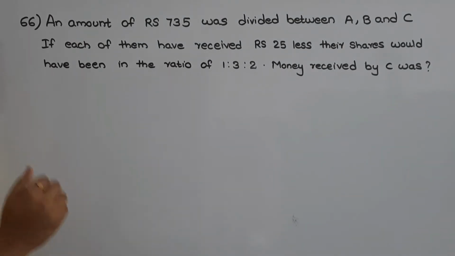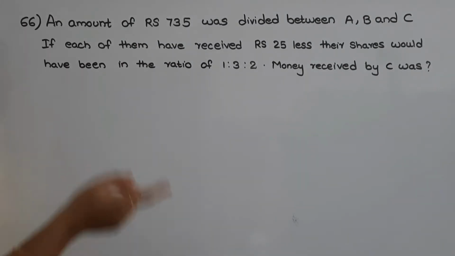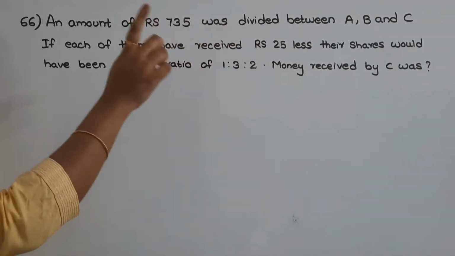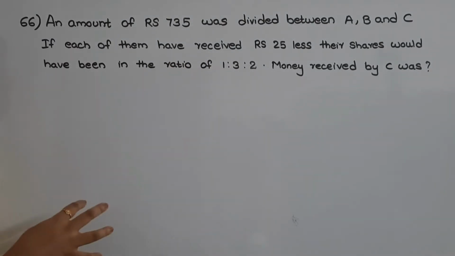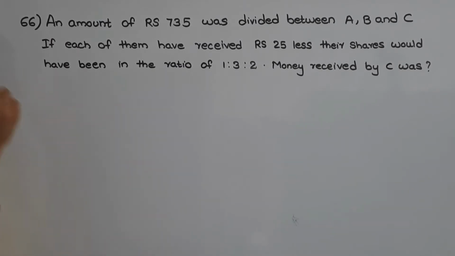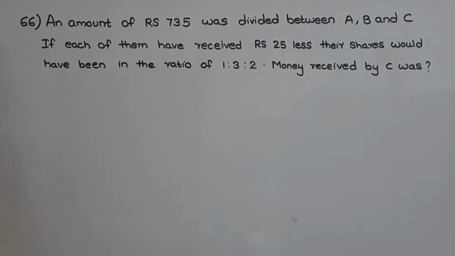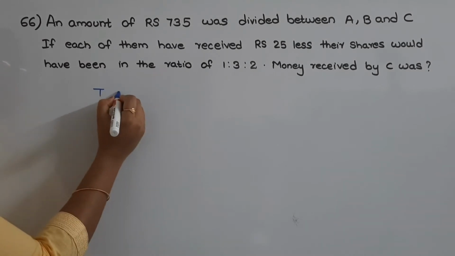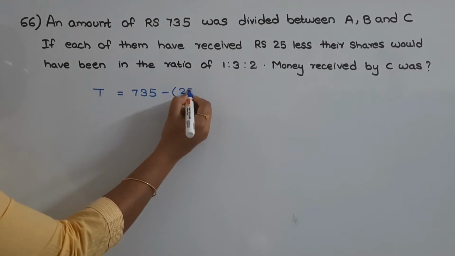In this question, they are telling that an amount of rupees 735 was divided among A, B and C. If each of them received 25 less than the original shares, then the ratio is 1 is to 3 is to 2. We need to find out the money received by C originally. The total amount shared among A, B and C is 735. If all of them have received 25 less, what would have been the total amount? The total amount will then be 735 minus 25 into 3.